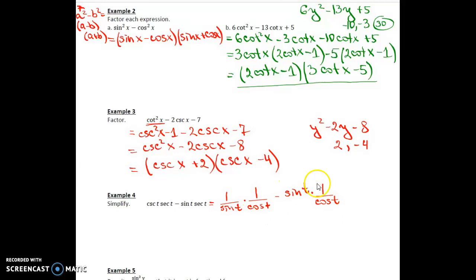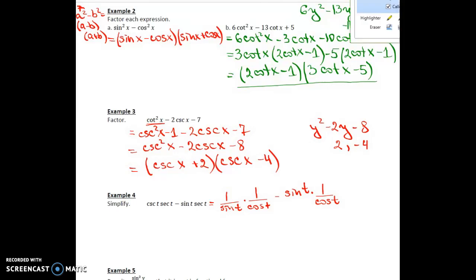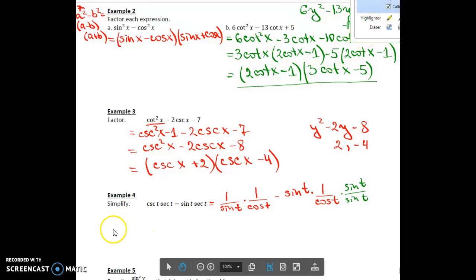If I want to combine those two together, I need to find the common denominator. The common denominator is sine of t times cosine of t. So it looks like what I am missing right now is sine of t. So I'm adding this in green just so I can find a common denominator for these two fractions. Once I have that common denominator, I can go ahead and combine these expressions together.